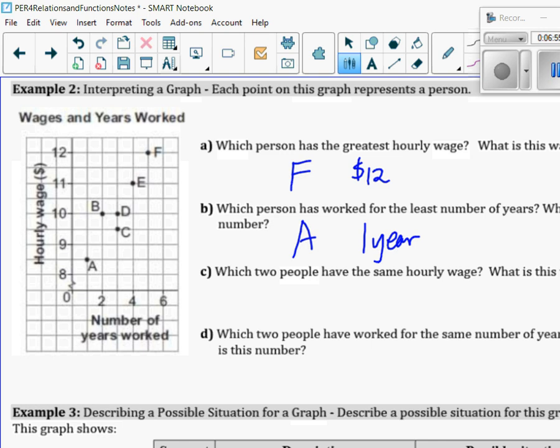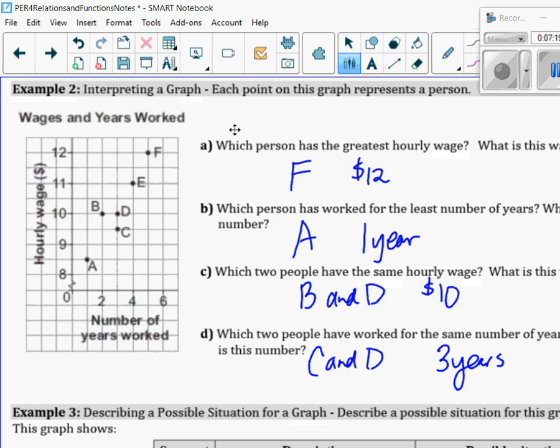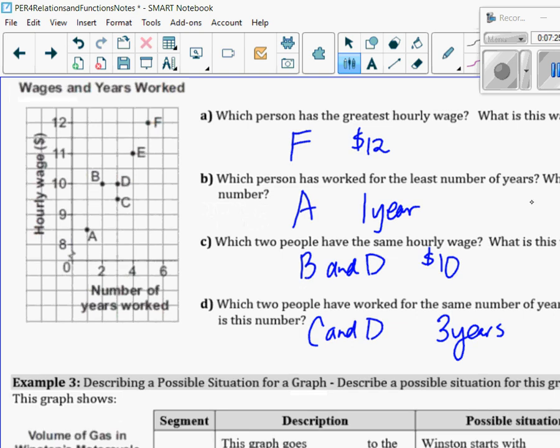Okay, which two people have the same hourly wage? B and D. And what is that? $10. Which two people have worked for the same number of years? Yeah, C and D. And how many was that? 3 years. Okay, so you just got to make sure you know what you're reading. You guys are pretty bright, so you can figure it out. It just takes a little practice.